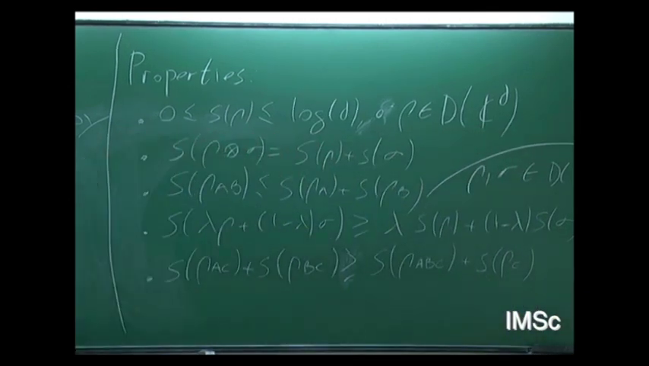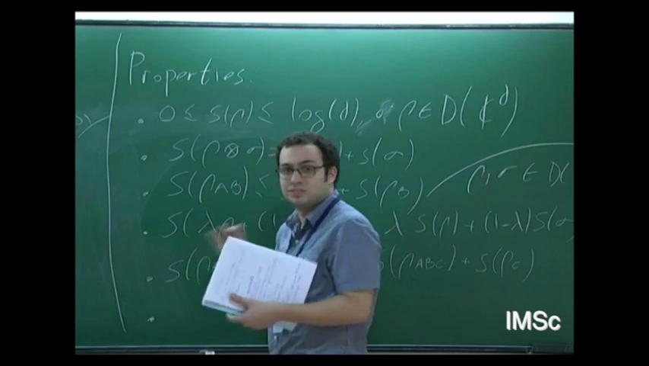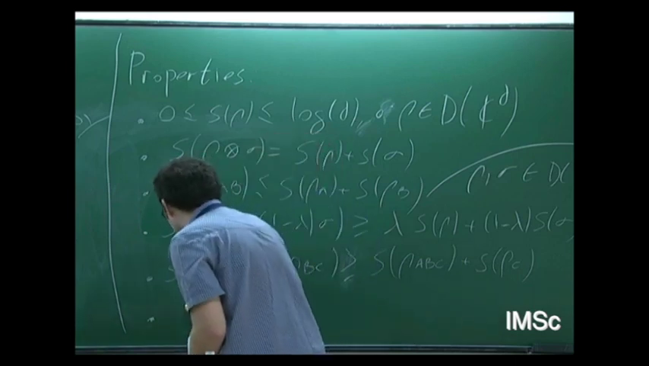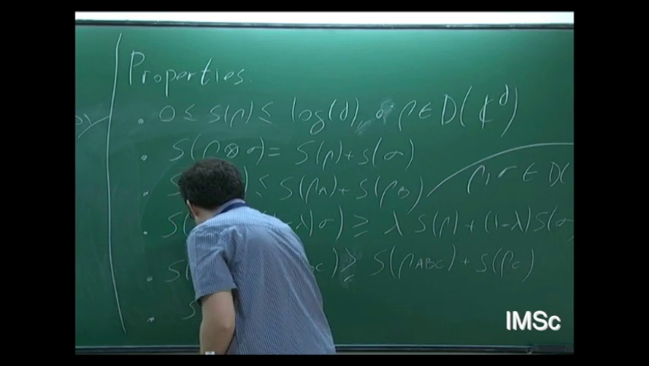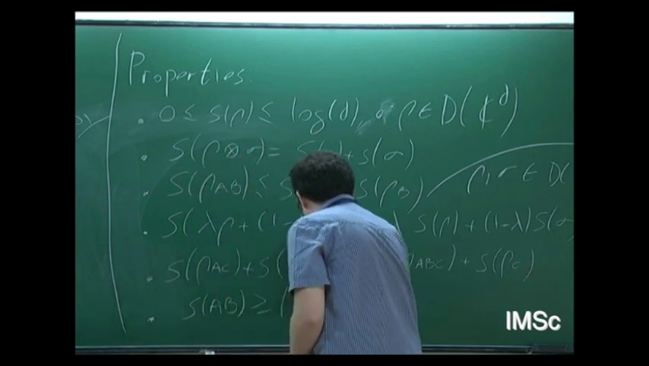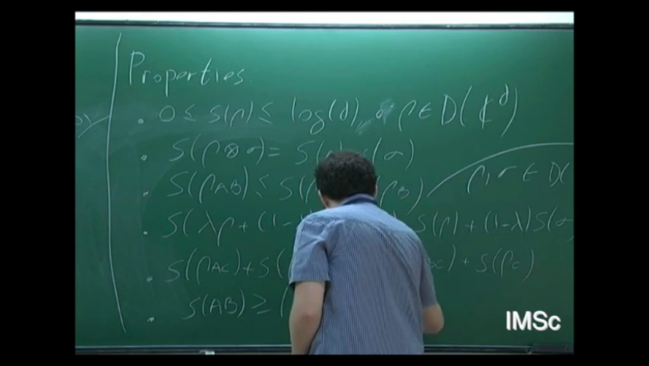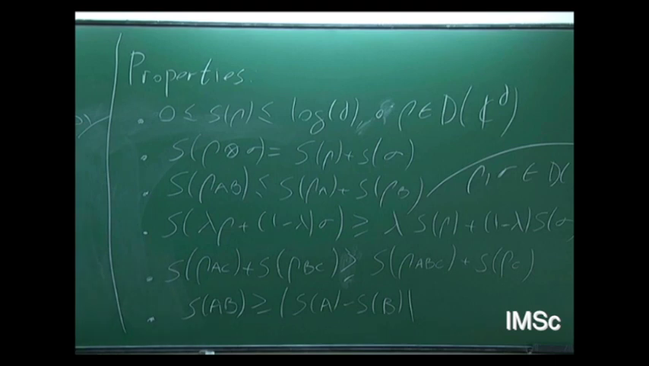One more, to that third one. Yes, this I didn't mention. Since I tell you everything, there is also this: the entropy of AB is always bigger than the entropy of A minus the entropy of B.